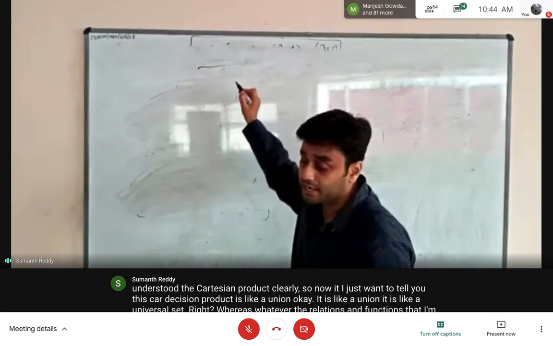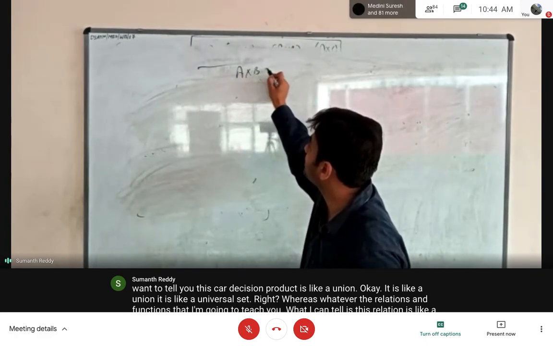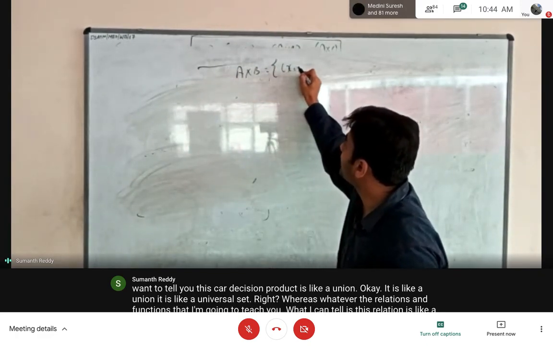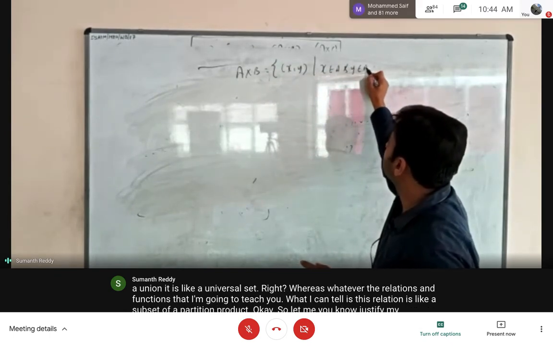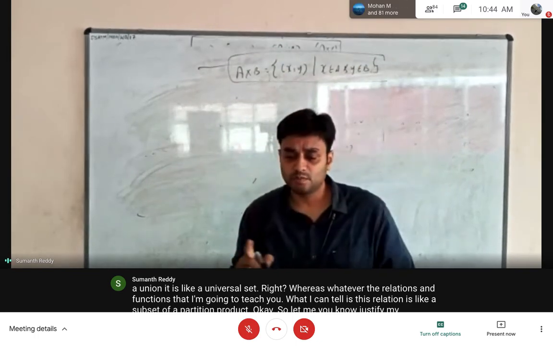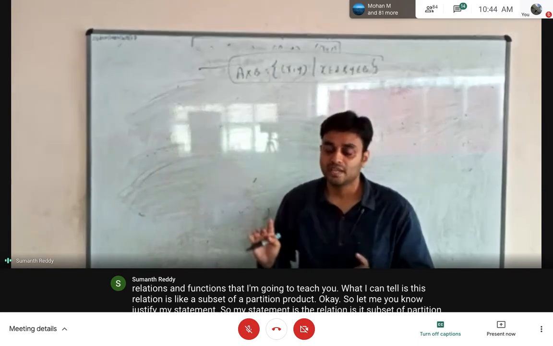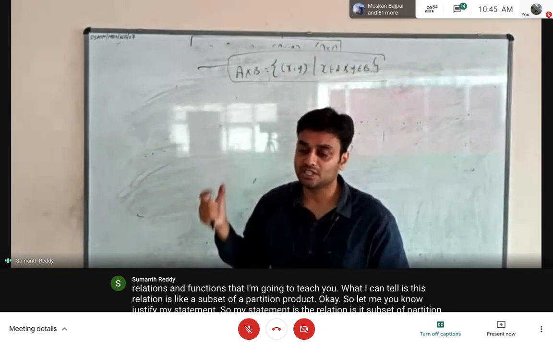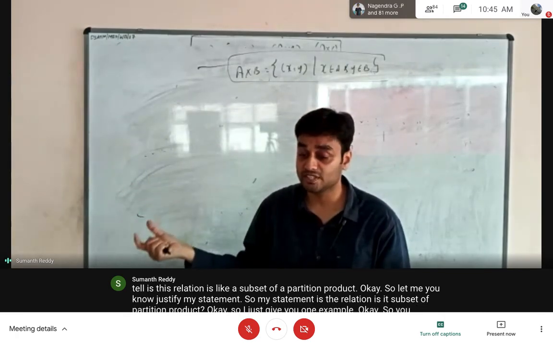You already know the definition of a Cartesian product, right? I'll just write it again. The Cartesian product A cross B contains the ordered pairs x comma y such that x belongs to the set A and y belongs to the set B. This is the only condition, right? The first element should belong to the first set, the second element should belong to the second set. That's all, nothing else other than that. So if this rule is satisfied, I will include that ordered pair. It will contain all the possible ordered pairs, as I have told you, it is like a universal set.